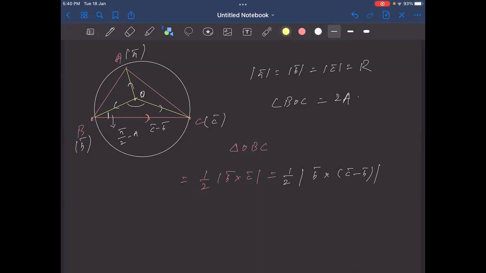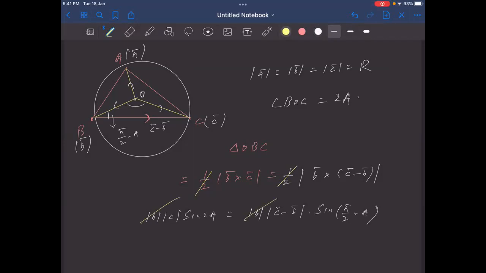अब देखो, this and this will be cancelled. What is this? This part is mod B, mod C. What is the angle between vector B and vector C from the diagram? That is sine 2A. This is mod B, mod of C minus B. What is the angle? It's actually sine of pi minus (pi by 2 minus A), but sine theta use करो या pi minus theta use करो, same ही होता है. And this. Correct. So this mod B gets cancelled.